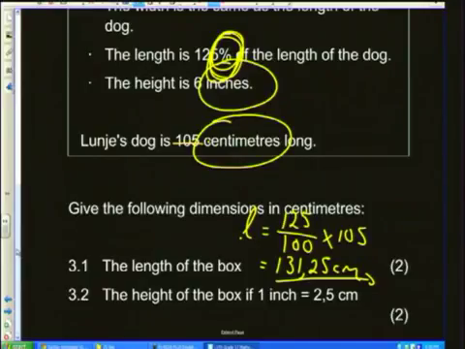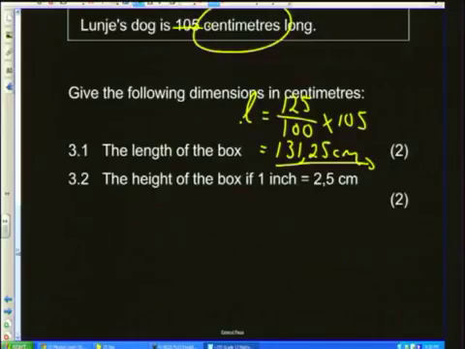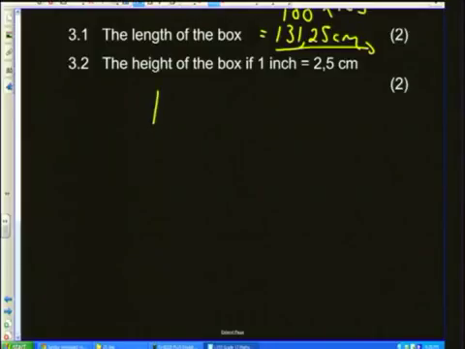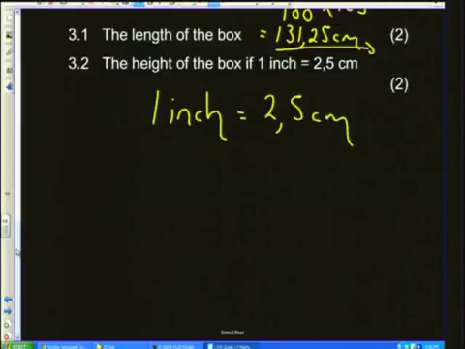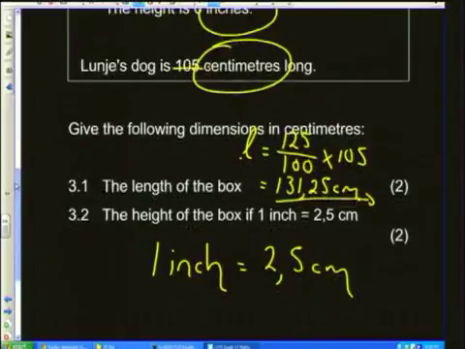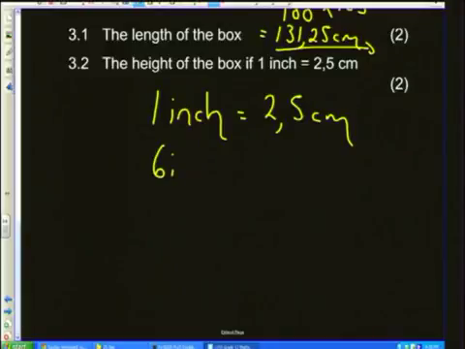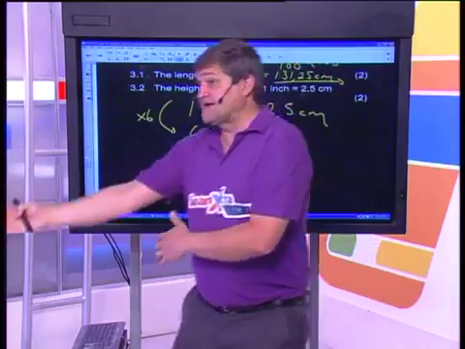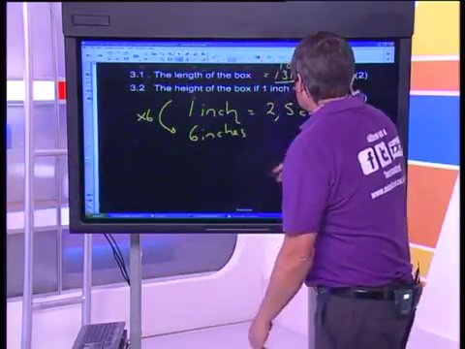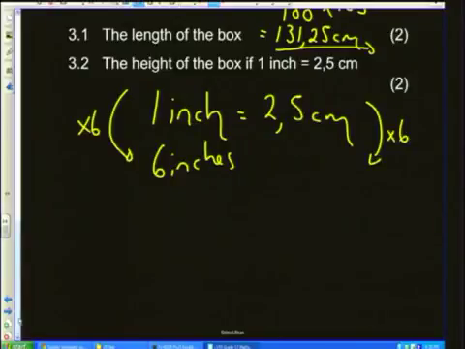Okay, now it says now calculate the height of the box. If 1 inch is 2,5 centimeters. So let's do this, guys. We're going to say 1 inch is equal to 2,5 centimeters. But we're told that the height of the box is 6 inches. So we don't want 1 inch, we want 6 inches. How did I make the 1 become a 6? I multiplied by 6. Lungi, what I do to one side? You do to the other. I do to the other. So times 6, we multiply this by 6.